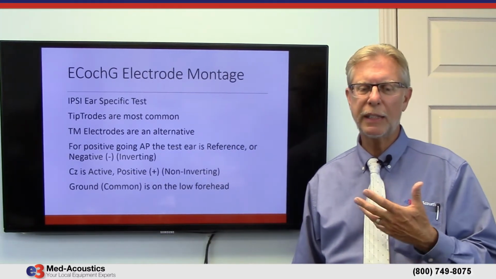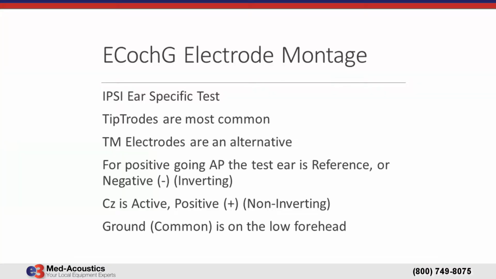And as far as the electrode montage arrangement, if we want a positive going action potential, the action potential is wave 1 of an ABR, but if we want that to be positive going, as most audiologists in the United States are used to, then this is the montage that we want. We want the test ear, the ear that we're stimulating and testing, to be the reference electrode or the negative electrode, sometimes called the inverting electrode. And we want CZ, high forehead, to be the active electrode or positive electrode, sometimes called the non-inverting electrode. And ground or common can be on the lower forehead or even off to the side if you want.